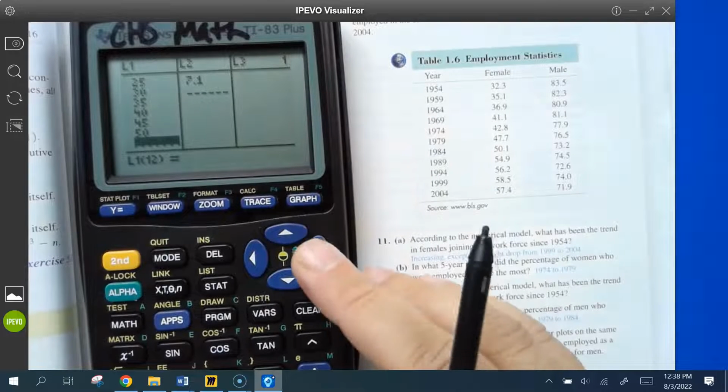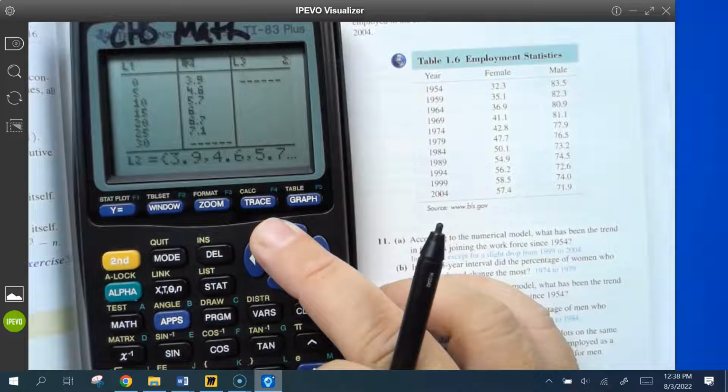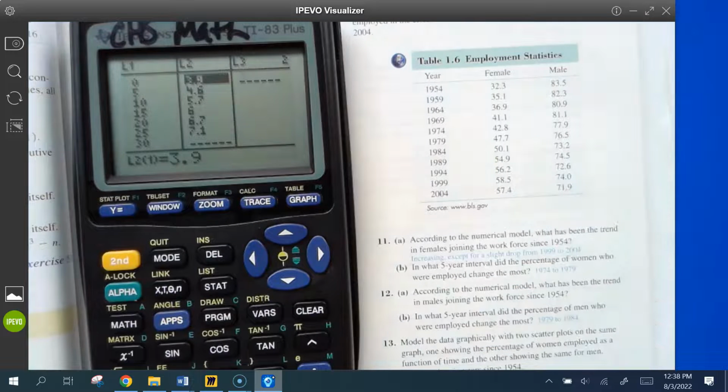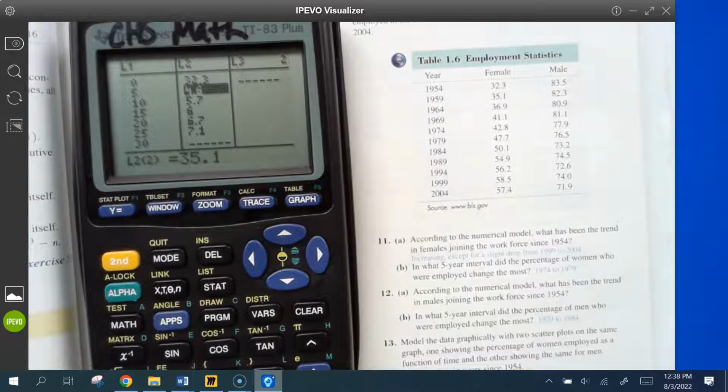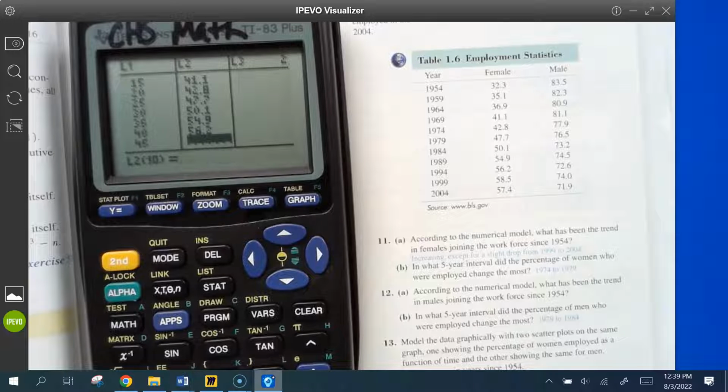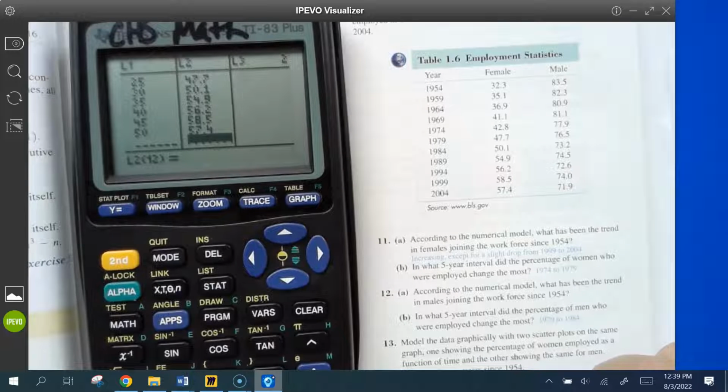All right, in list 2, I'm going to put the female here. So 32.3, 35.1, 36.9, this is the most time consuming, is just entering all the data in there and entering it correctly.